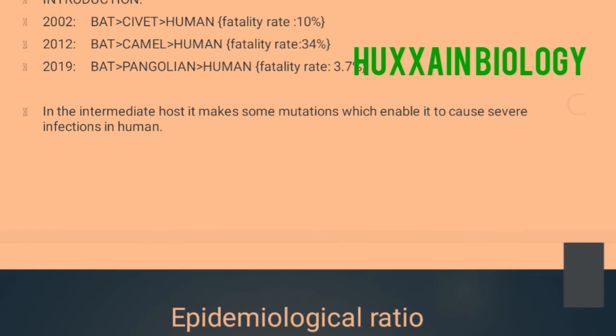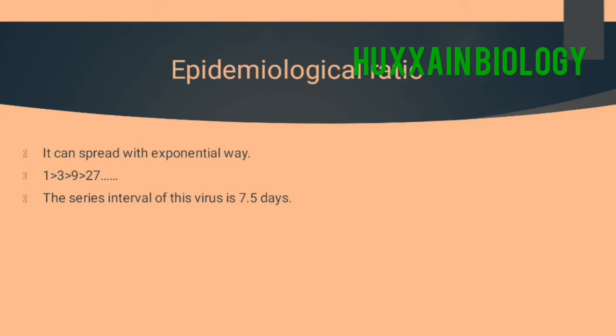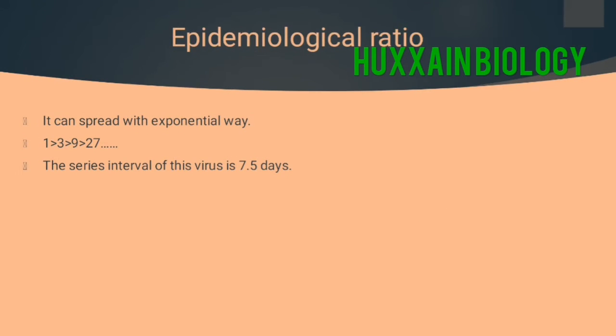Going towards the next slide, the epidemiological ratio of this virus. The epidemiological ratio of this virus is much increased as it is transmitted by respiratory airborne spread, so that's why its spreading growth is more increased, and it spreads in an exponential way.